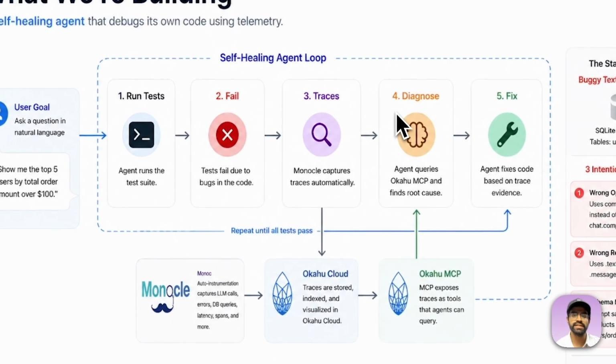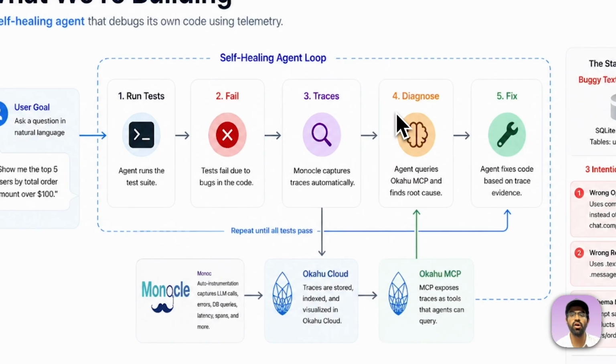We run the tests, the tests fail. Monocle helps us to capture the traces. Okahu stores these particular traces. Then the agent queries the Okahu MCP server to find the relevant traces. Then the agent identifies the root cause with the help of the trace data. The agent fixes the code, then runs the tests again and repeats until all of the tests pass.